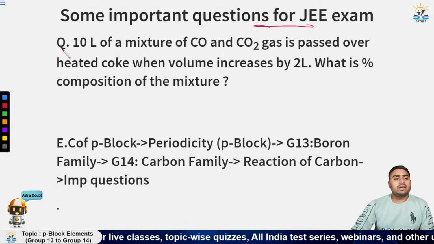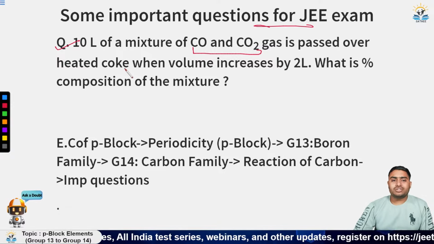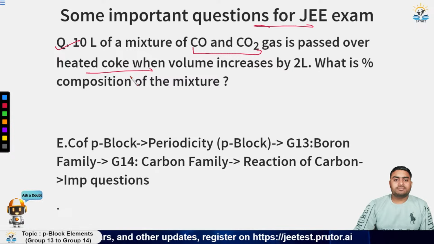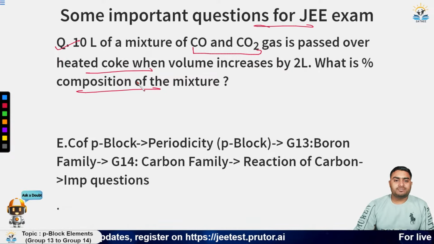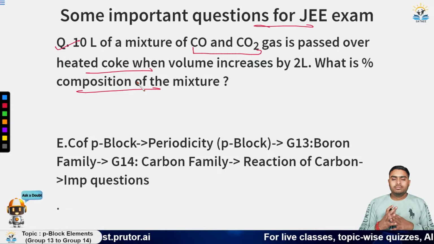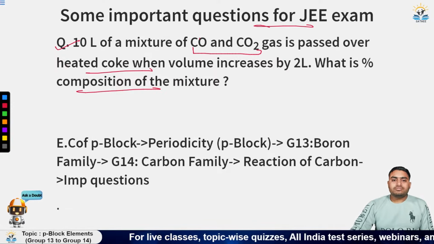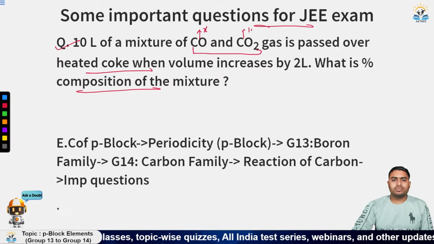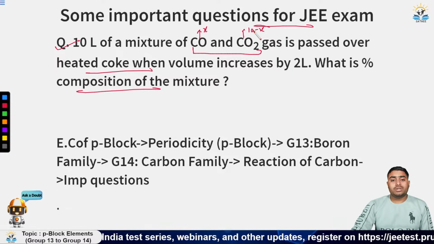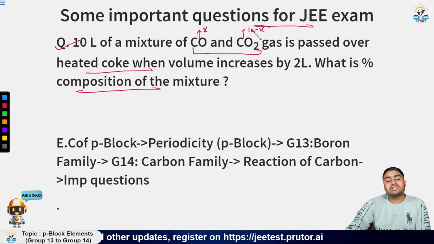The question is: 10 liters of a mixture of CO and CO2 gas is passed over heated coke, when the volume increases by 2 liters. What is the percentage composition of the mixture? So the CO and CO2 gas mixture volume is 10 liters. If CO is X, then CO2 will be 10 minus X. It is passed over heated coke, then the volume increases by 2 liters, so it becomes 12 liters now.